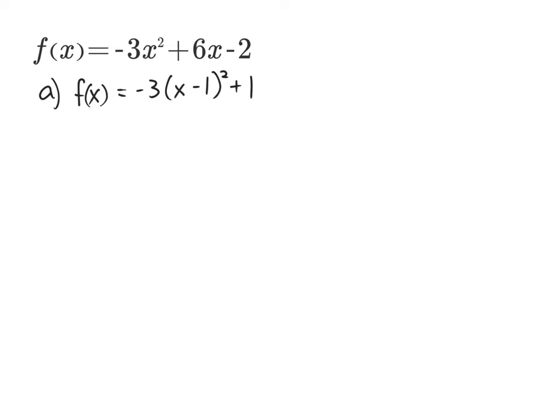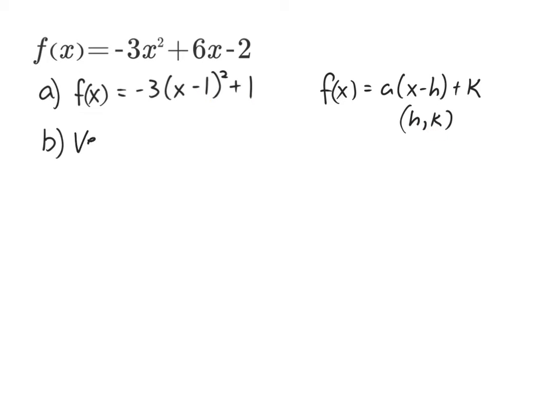Now what we're going to do is find the vertex. And if you remember, the vertex in standard form always looks like a(x minus h) squared plus k, where (h, k) is our vertex. So it's pretty much the opposite of this, and then the k here. So the opposite of -1 is 1. That's 1. So my vertex is going to be at (1, 1).